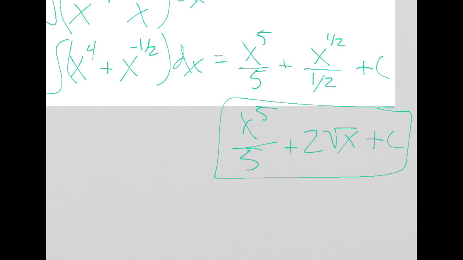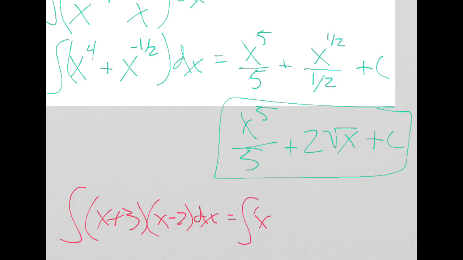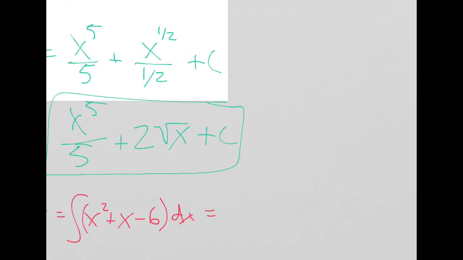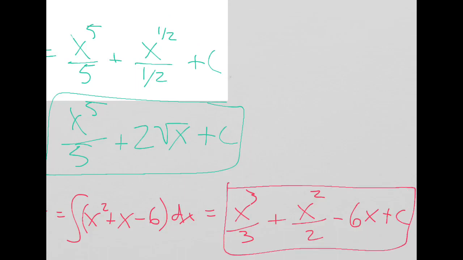If I were to give you a problem like the integral of x plus 3 quantity times quantity x minus 2, it's going to be the same idea. We don't know how to integrate a product like that, and so we're going to need to FOIL that out and then integrate the result. So we could say that's the same as x squared, let's see, plus x minus 6, and then you could integrate each piece from there. So we get x cubed over 3 plus x squared over 2 minus 6x plus c. So anytime you have a product or a quotient, before you can use your power rule for integration, you need to rewrite it and simplify it into just the sum or difference of a few different terms.